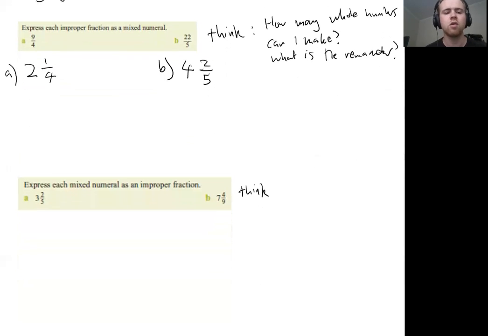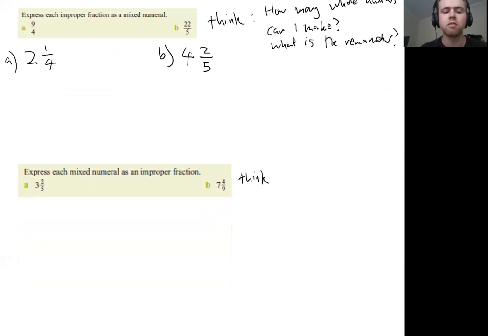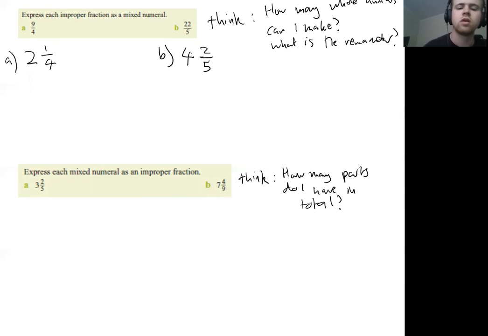How do we think about going in the reverse order? So we're going from a mixed numeral to an improper fraction. The way that I think about this is I've got to think how many parts do I have in total, or can I make in total? Let me show you what I mean by that. So if I've got 3 2/5, I've got to work out how many fifths I have, okay?